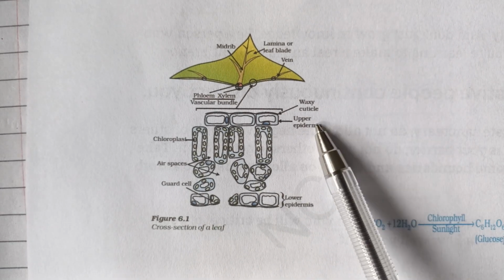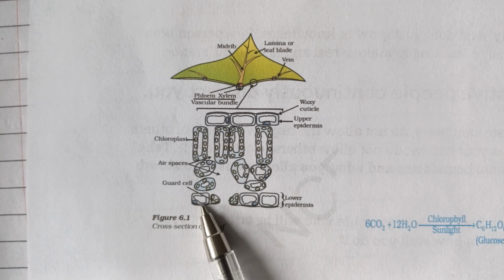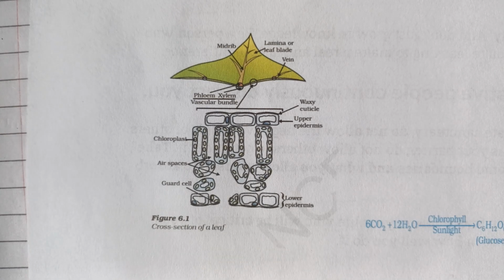So cuticle, upper epidermis, lower epidermis, and the lower epidermis has got these pores which are guarded by the guard cells. And as you might remember from your previous year's biology classes, these guard cells actually control the size of the pores. So when there is enough water in them, they swell up, they are turgid, and they open up the pore. When they lose water, when they dehydrate, they shrink and then they close the pore.